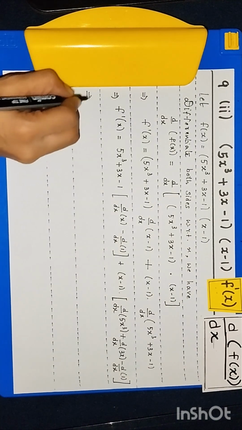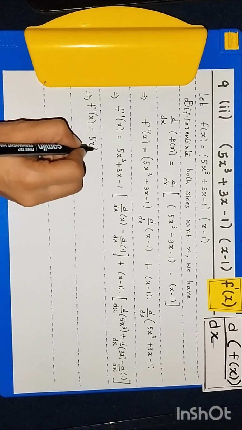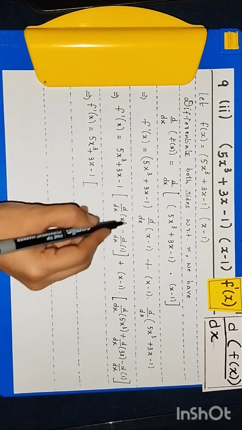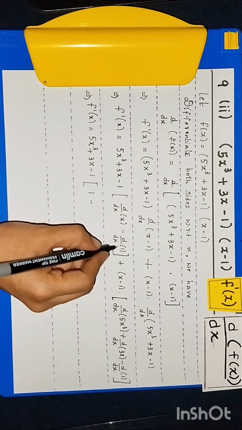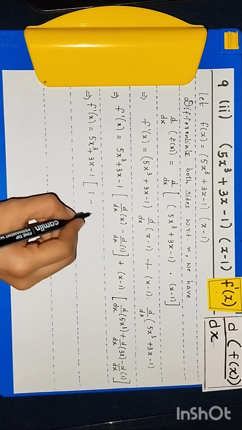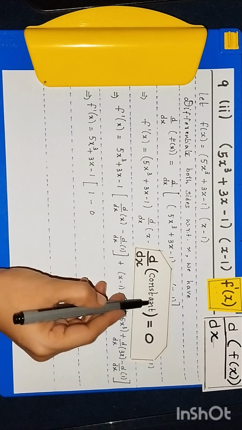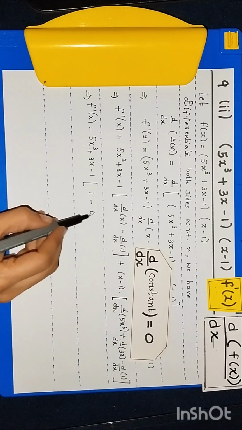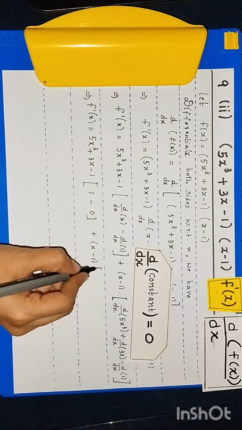Derivative of x is 1 minus derivative of 1. Derivative of a constant is 0, right? So derivative of a constant is 0, 1 is a constant, so we will write 0 plus x minus 1.